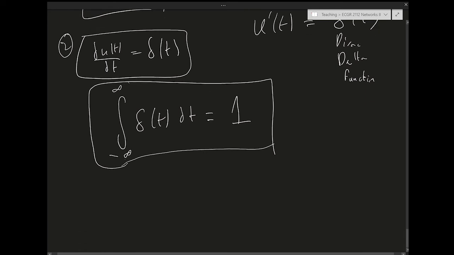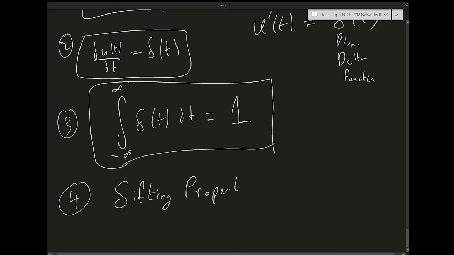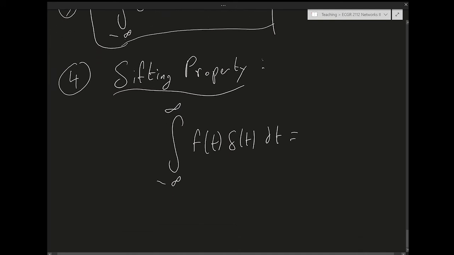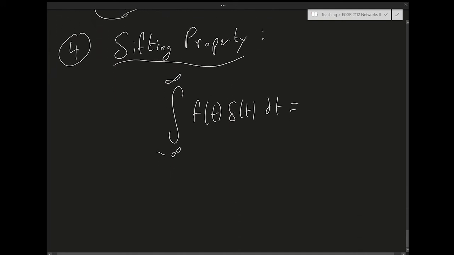Another basic property we want to introduce is what's called the sifting property. The sifting property states, what if I'm not integrating delta t? What if I'm integrating some general function f of t times delta t dt from minus infinity to infinity? The sifting property states that this equals not 1, this equals f at 0.